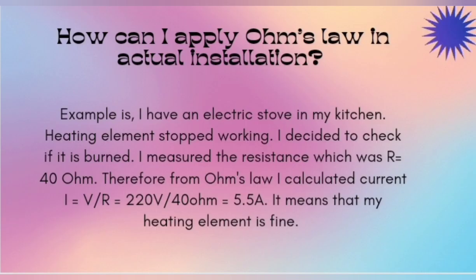How can I apply Ohm's law in actual installation? Example, I have an electric stove in my kitchen. The heating element stopped working. I decided to check if it is burned. I measured the resistance, which was R equals 40 ohms. Therefore, from Ohm's law, I calculated current I equals V over R equals 220 volts over 40 ohms equals 5.5 amperes. It means that my heating element is fine.